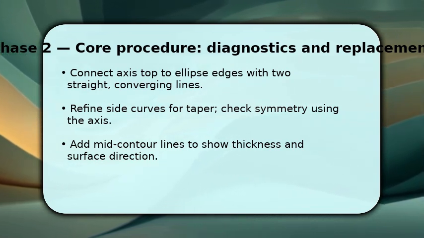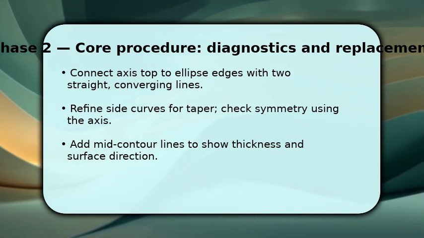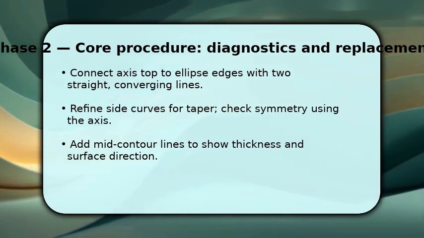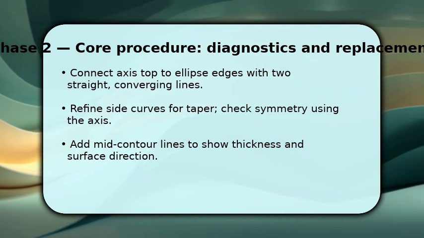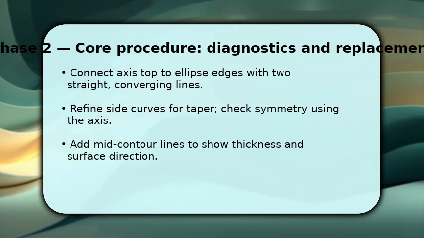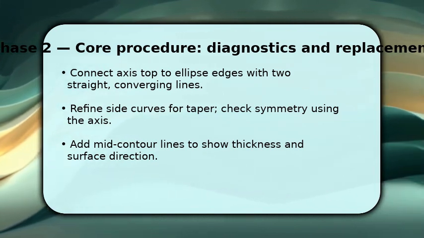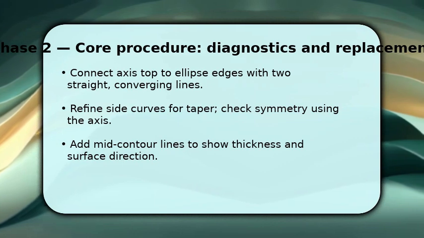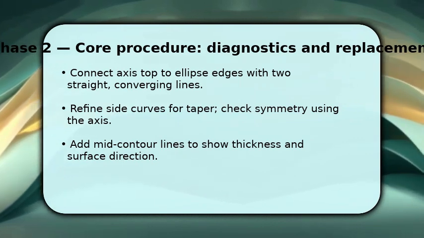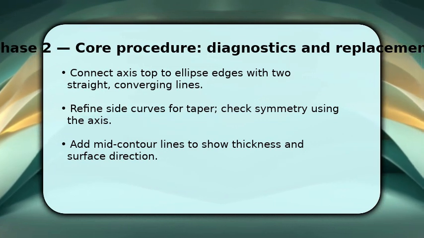You should refine them into slightly curved planes if the cone is rounded. This preserves a natural taper. Once done, use the central axis to verify symmetry and adjust if one side looks off. Then draw a faint mid-contour curve across the cone to indicate surface direction and aid later shading for volume.